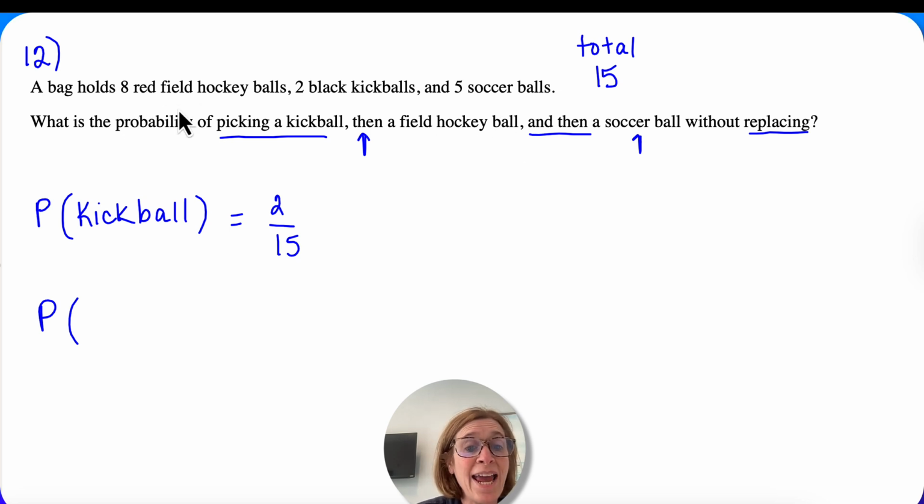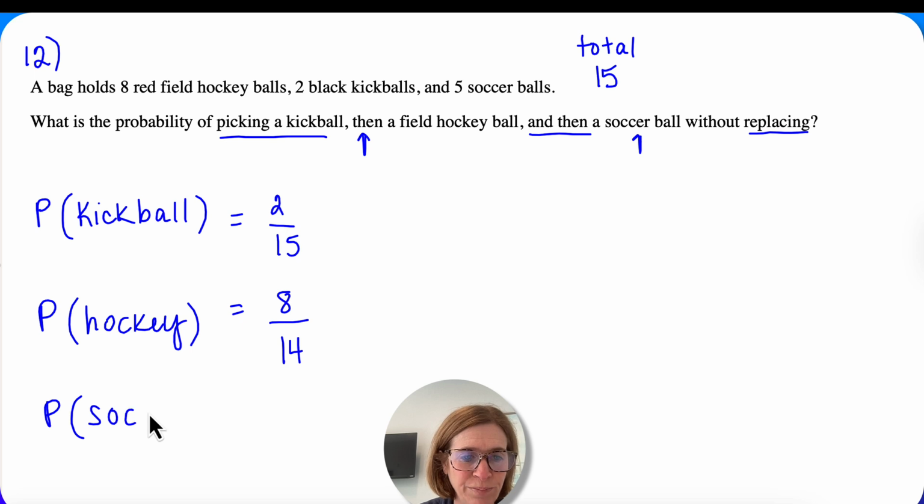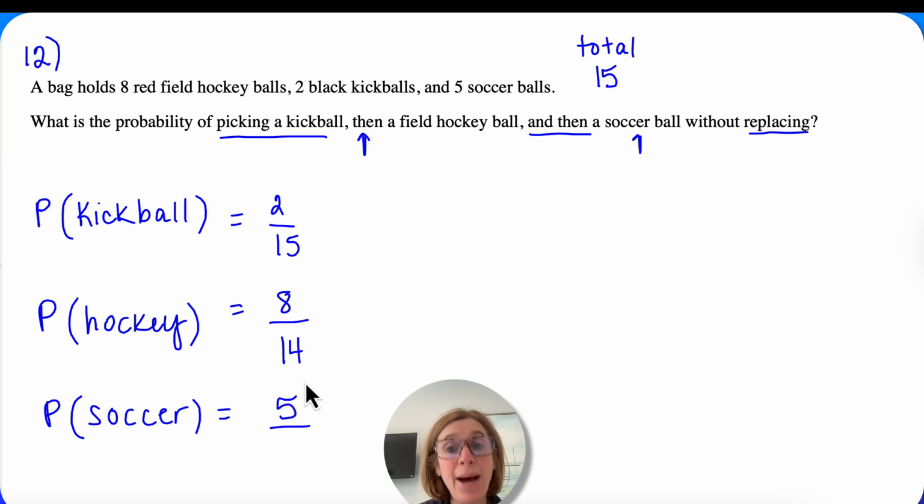Now, the probability that I pick a hockey ball. A hockey ball, I have 8, so that is my numerator. But because I'm not replacing the balls, that means that my denominator needs to go down. So now I have 14 total left, okay? And then the last one, a soccer ball, probability of a soccer ball. See if you can try it. Okay, you have 5 total soccer balls, but you've now used 2 of the balls, you picked a kickball and you picked a hockey ball. So I've gone down by 2 balls, which would mean 5 of 13.